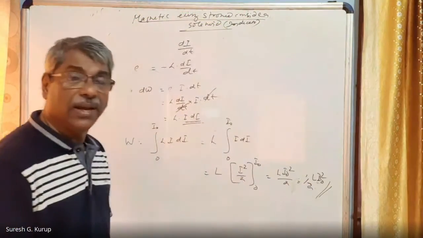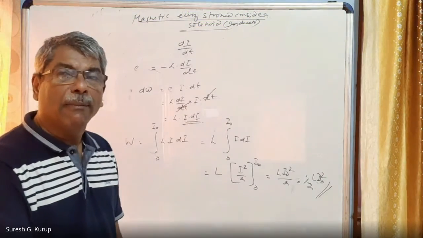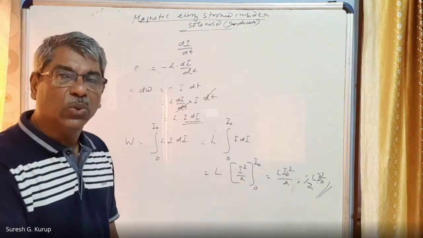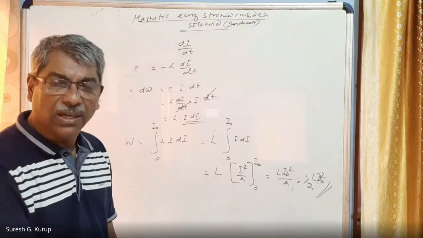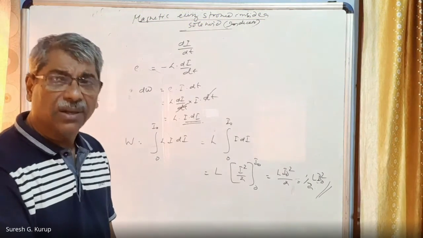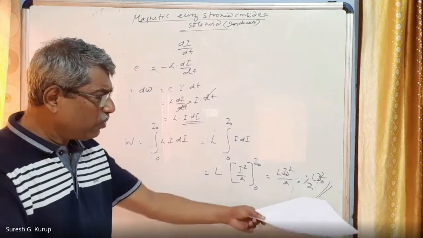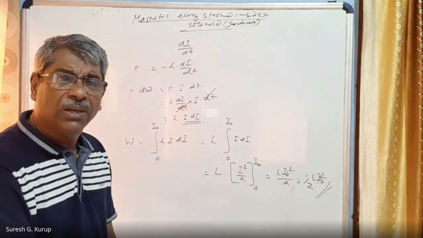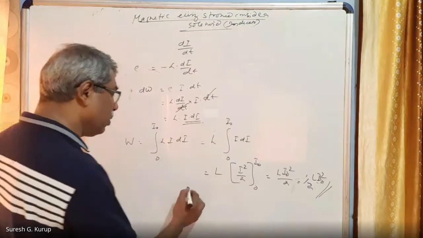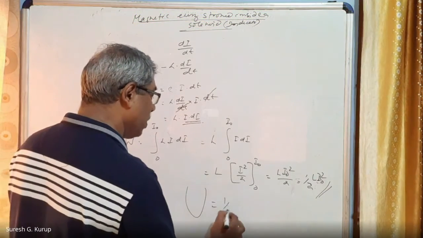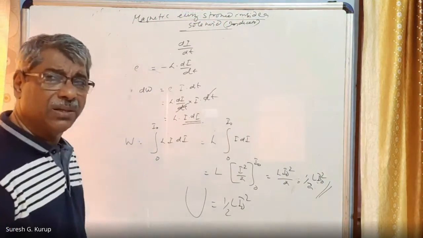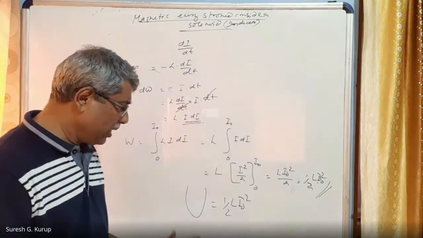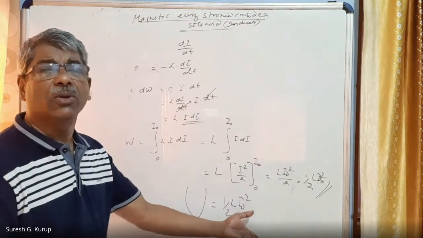So this is the energy. What energy? Magnetic energy stored inside an inductor when current flows through it. Right? This is a very important one. Generally we can write the energy U is equal to half L I0 square. Simply we can write energy stored inside is equal to half L I square.